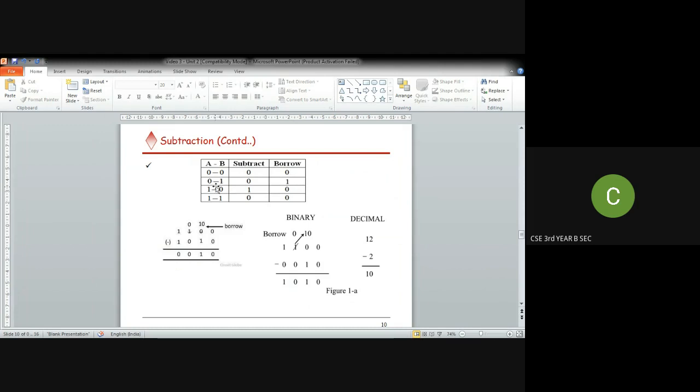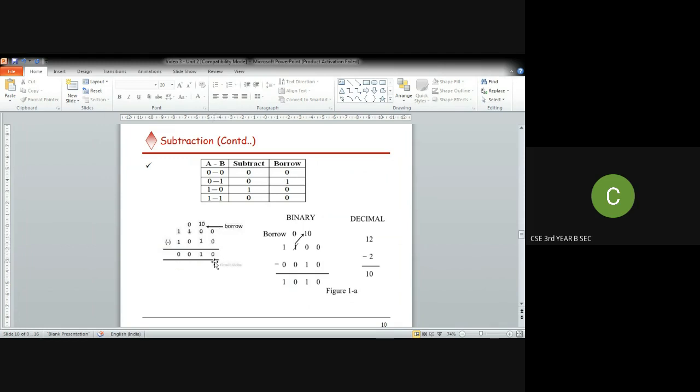0 minus 1. We cannot subtract 1 from 0. So 0 minus 1 is not possible, so we have to borrow 1 so that we can subtract the value. So 1 minus 0 is subtraction 1, borrow 0. Subtraction 1, borrow 1 for 0 minus 1. 1 minus 1 gives both zeros. Look at here, we will discuss some examples, then you will understand.